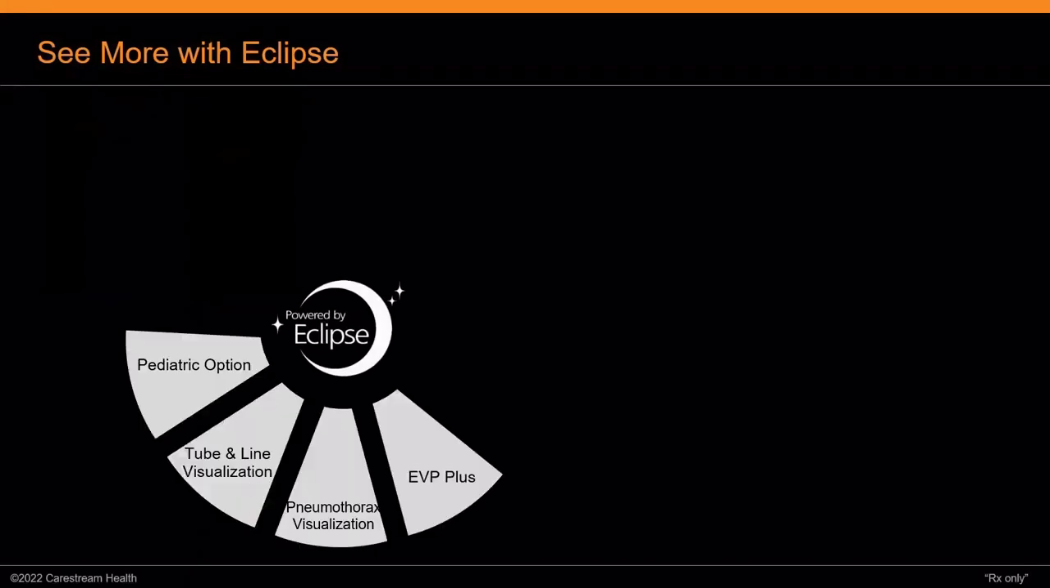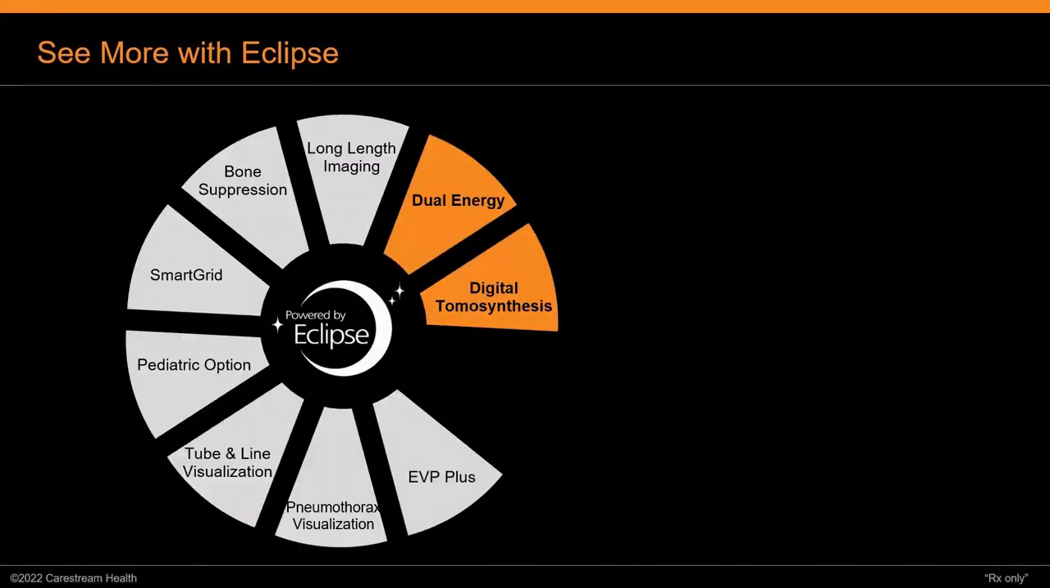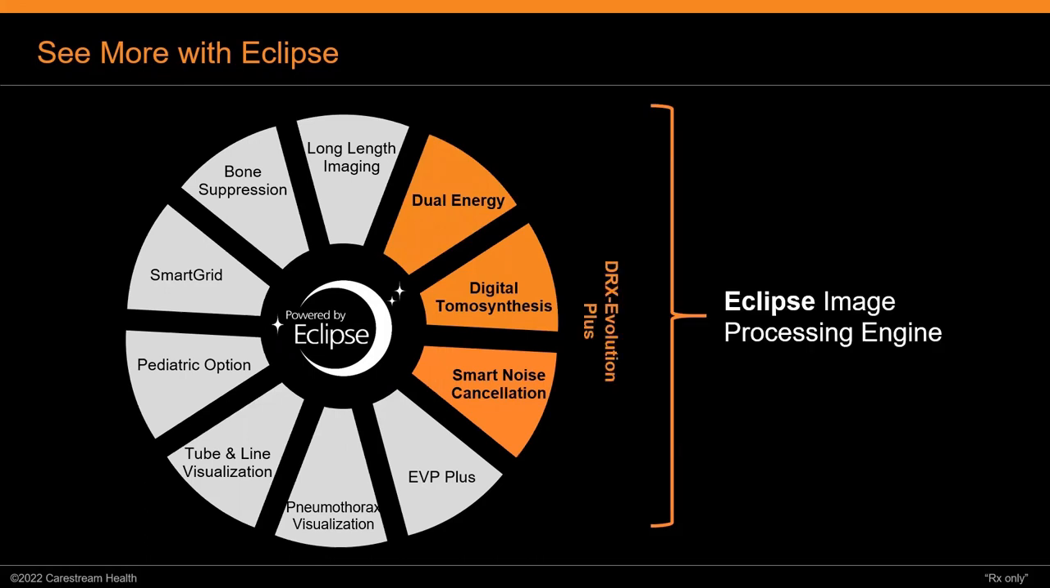Eclipse is the engine behind our innovative image processing software. At its heart, Eclipse uses proprietary algorithms to provide automated and robust image processing that delivers superb image quality and consistent presentation. Eclipse is the foundation that enables numerous image processing features and options. Dual energy, digital tomosynthesis, and smart noise cancellation are our latest offerings available for the DRX Evolution Plus. I'll now turn it over to Lori to cover our EVP Plus processing.